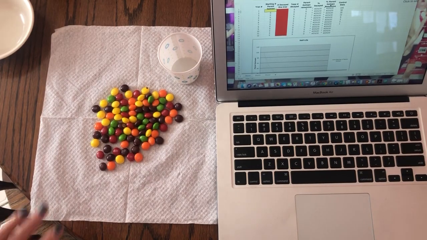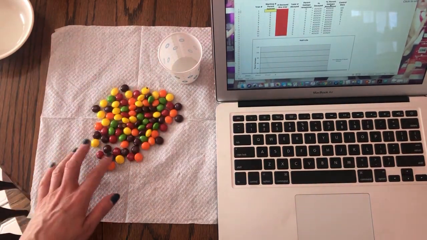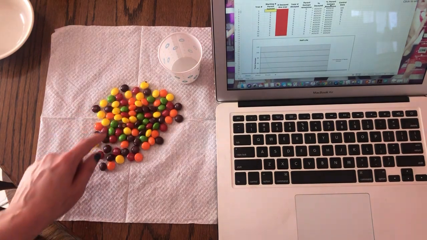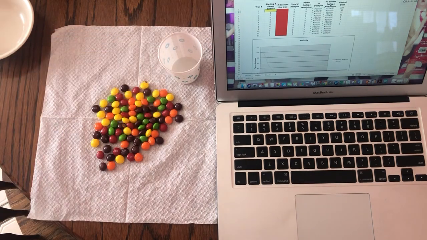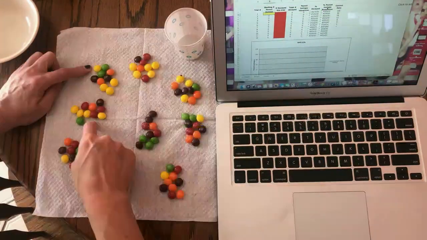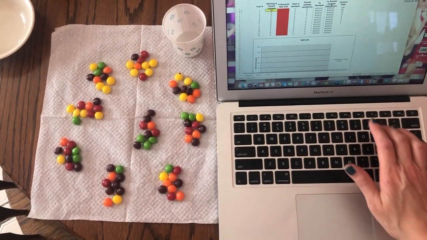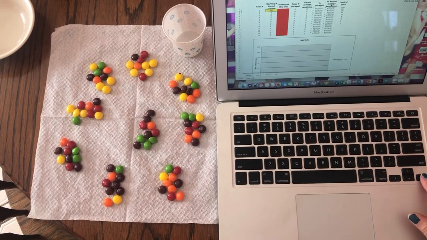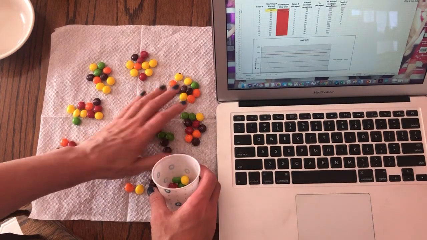Okay, so I've got all my materials gathered. I've got my graph, I've got my paper cup, and I've got my objects that have two sides. So the first thing I'm going to do is figure out how many objects I have. I'm just going to start by counting out how many Skittles. Okay, so I just figured out that I have 90 M&Ms, or Skittles, so that number goes in that yellow box. So now what I'm going to do is put all those Skittles back into the cup.